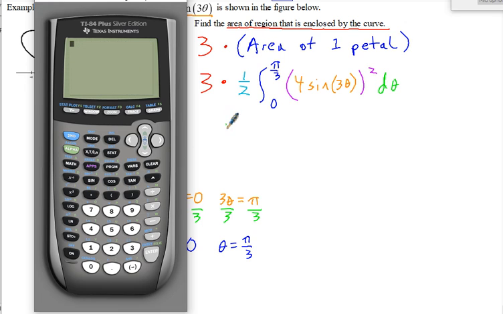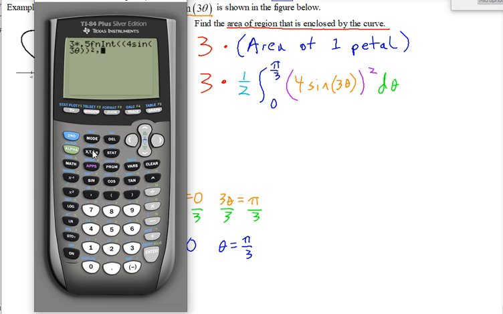And then we can enter in 3 times a half, or you can just go 3 times 0.5, and then the integral, so math number 9. And then we haven't entered this in yet, so we can just type it in as open parentheses so we can square it. 4 sine of 3. And now we hit the x t theta n button. Notice since we put it in polar mode, it's going to put theta there, just like it looks here. Close parentheses on the sine. Another close parentheses so we can square it.